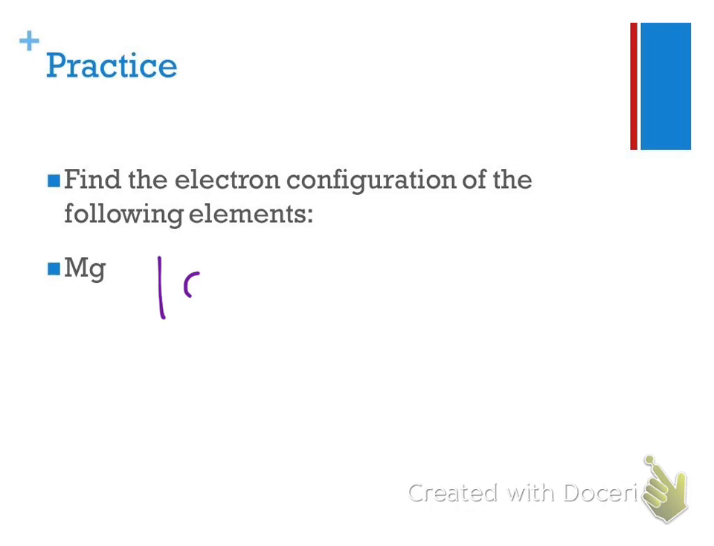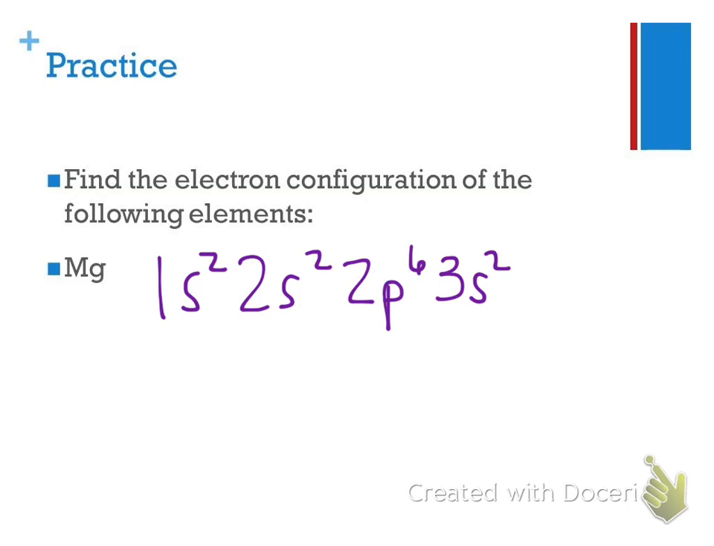1s2, 2s2, 2p6, 3s2. Do we agree? Yes. Very good. Any questions? Did we add up our electrons? 2, 4, 10, 12. Magnesium has an atomic number of 12, which means it should have 12 electrons, which is what we have accounted for here.